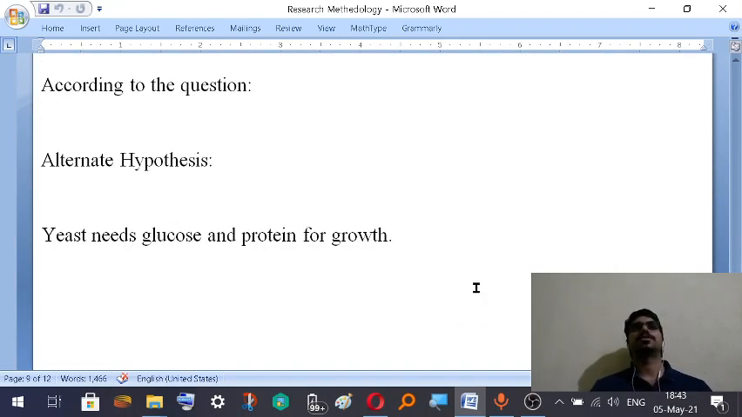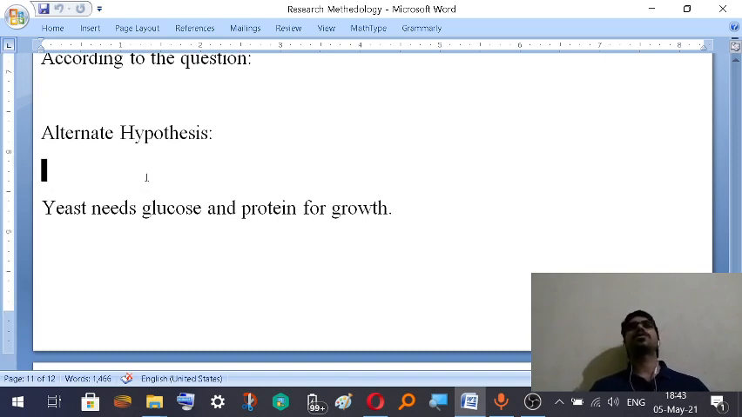Now let's write the hypothesis. After looking at the question, the best hypothesis we can make, and note here we are writing alternate hypothesis, because the null hypothesis says that there is no correlation or there is no relationship between dependent and independent. We are not interested in that. We want to find out the relationship between the glucose and protein and the growth. So we will write the alternate hypothesis as yeast needs glucose and protein for growth. This is the simplest hypothesis we can make.